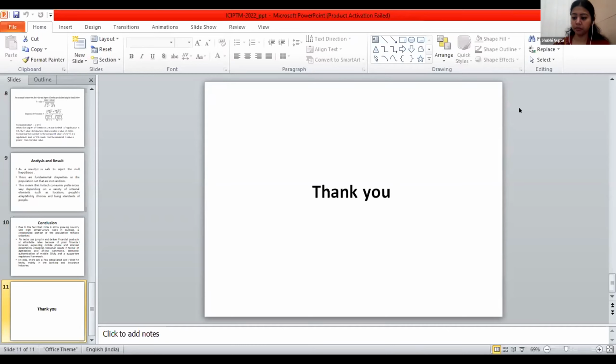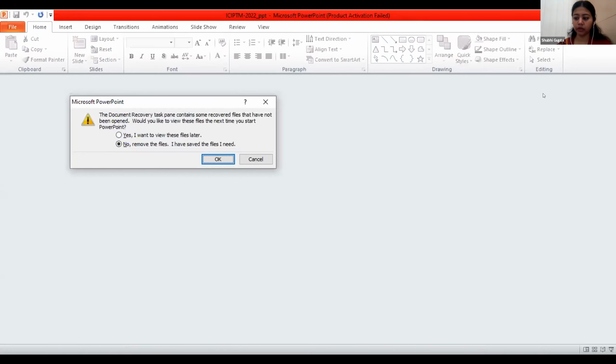Moving ahead to the next paper titled Study of IT and Data Center Virtualization, paper ID 131, which will be presented by Ms. Shelja.